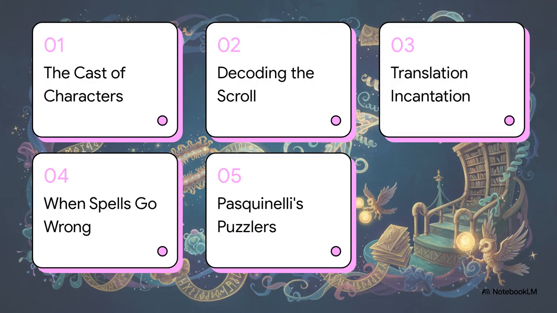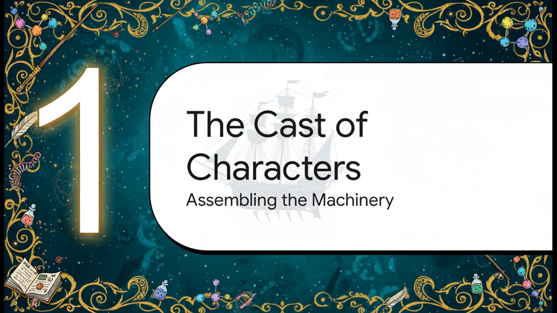So here's our game plan. We'll kick things off by meeting the cast of characters. Then we'll decode the genetic scroll to make sure we understand the language. From there, we'll jump into the translation incantation itself, check out what happens when spells go wrong, and we'll finish up with some key Pasquinelli's puzzlers to make sure you're ready for the test. Okay, let's get right into it.